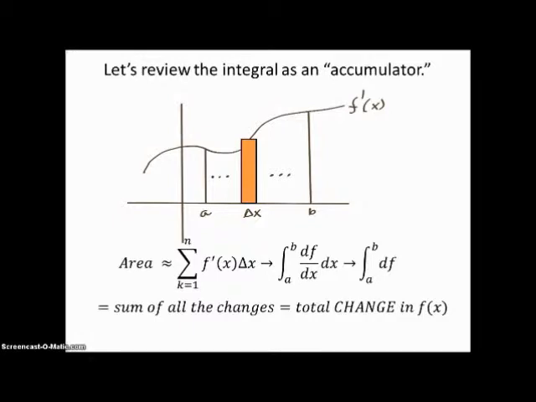And so of course we need a starting point. We need an initial value at a in order to figure out an actual function value. What we get from the integral is not a function value, it's the total change in the function.